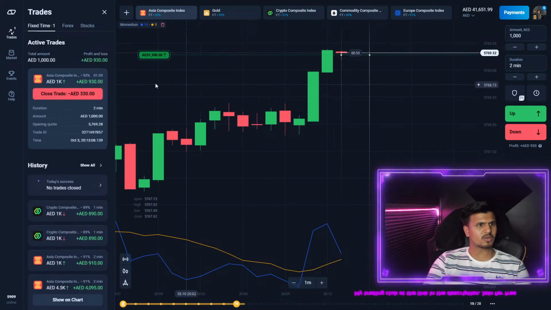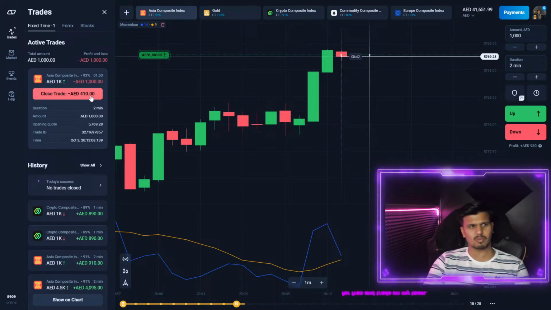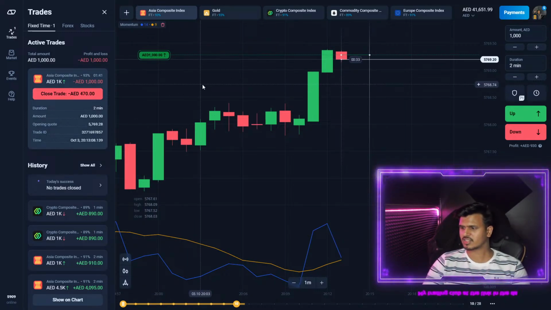Let's see. Here you can see our trade of 2 minute duration, and I invested 1000 dirham here. With 930 we are getting the profit, and if we lose this amount then we will get a loss. So guys, let's wait for the 2 minutes, 1 minute 45 seconds now, and then we will continue to make another trade after this is successful.